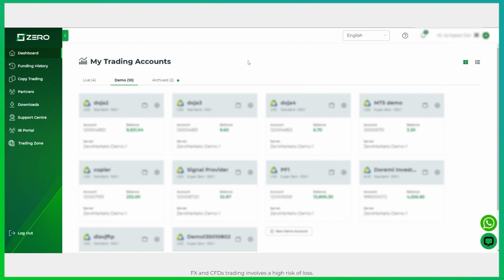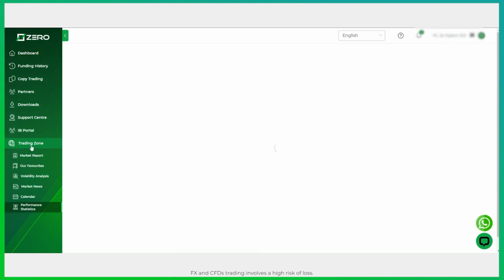Autochartist is an advanced chart pattern recognition tool that can help you identify potential trading opportunities efficiently. So, let's get started with our quick guide. Firstly, log into your client portal and navigate to the Trading Zone section on the left-hand side of the page.